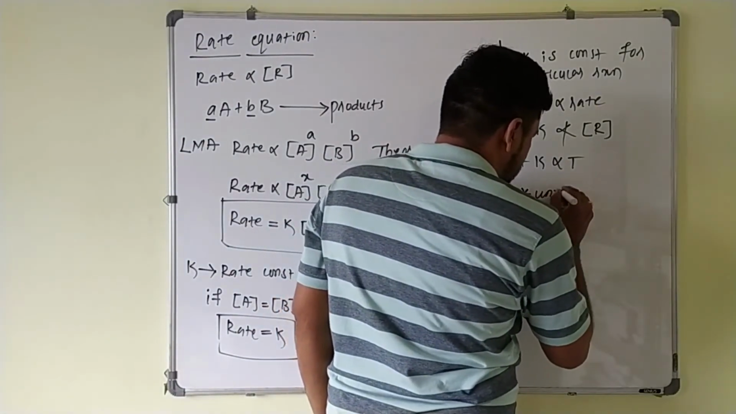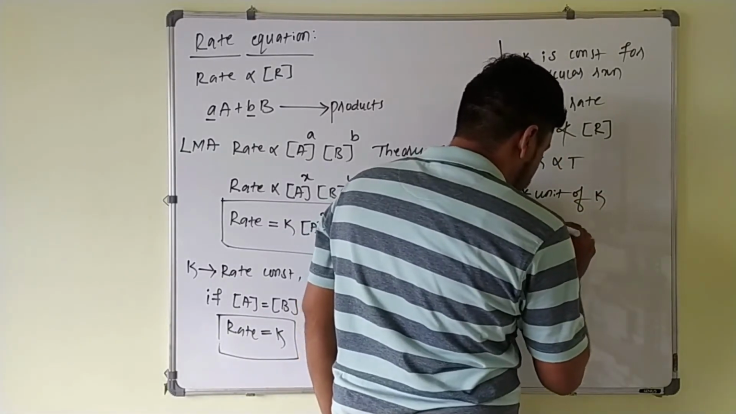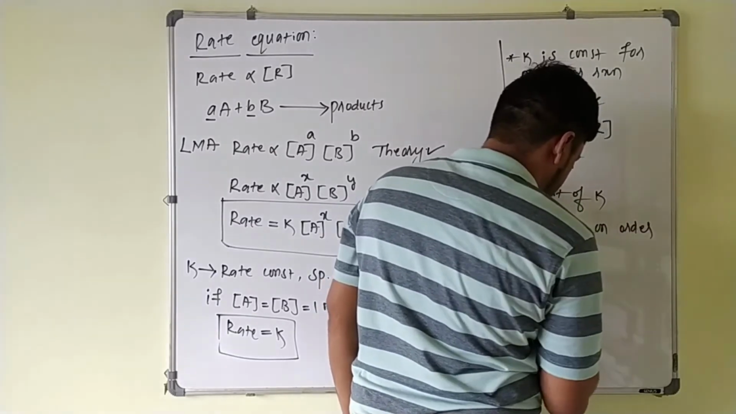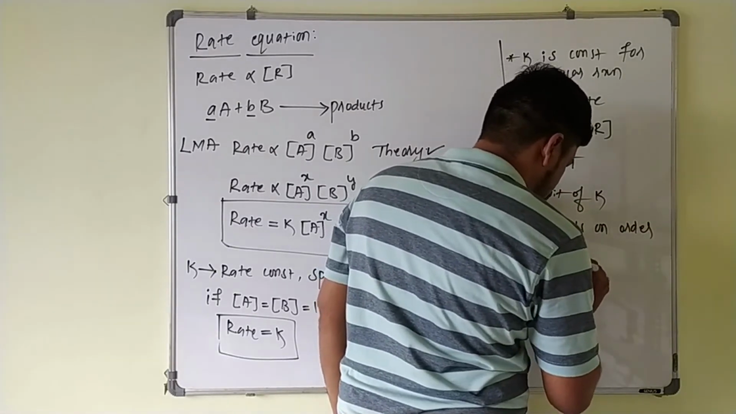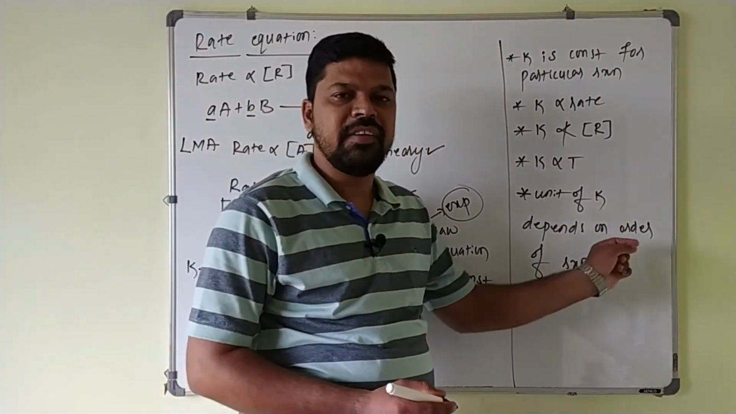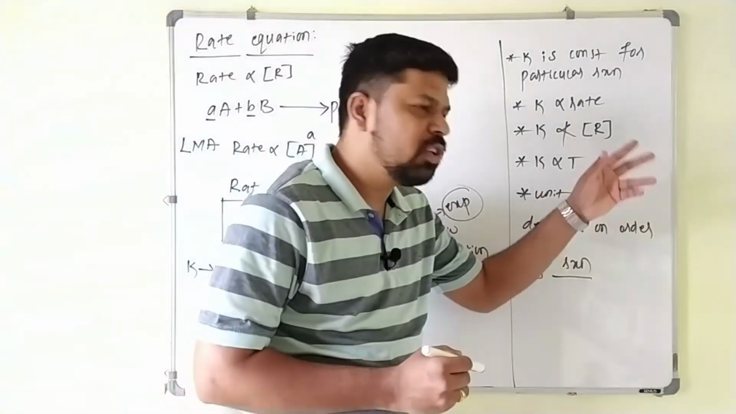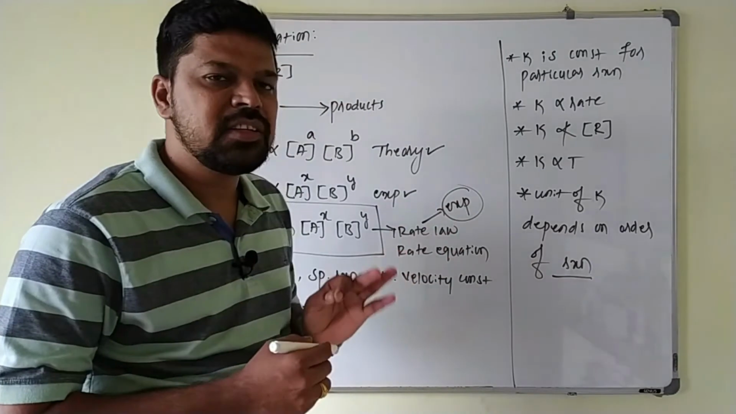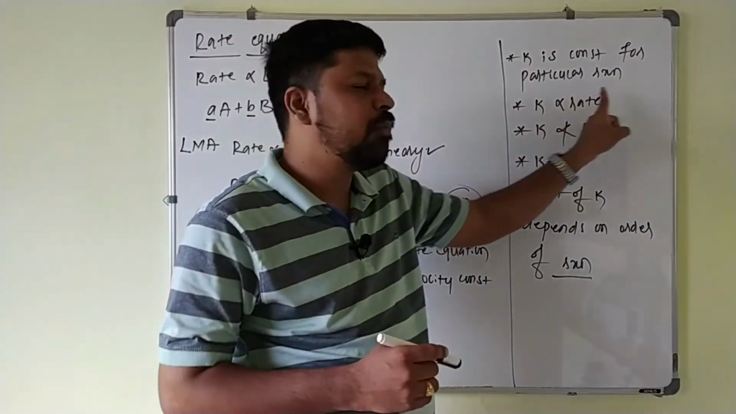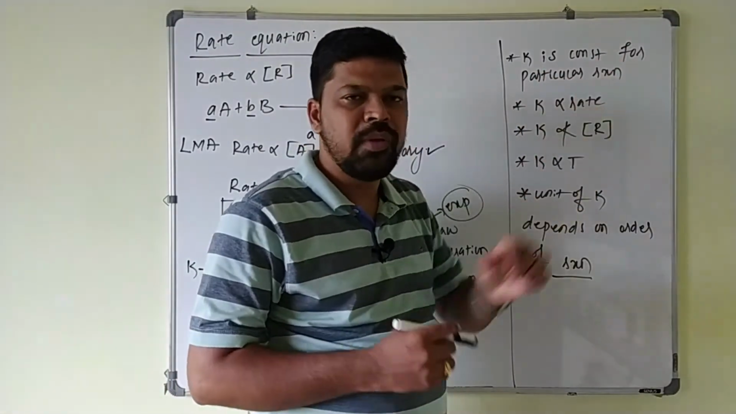So the unit of K depends on the order of the reaction. There are different types of order of reactions, so based on that, the unit of K also changes. So what are the characteristics of this K value? It is a constant for a particular reaction and it is directly proportional to the rate of the reaction. The higher the K value, the rate of the reaction will be maximum.